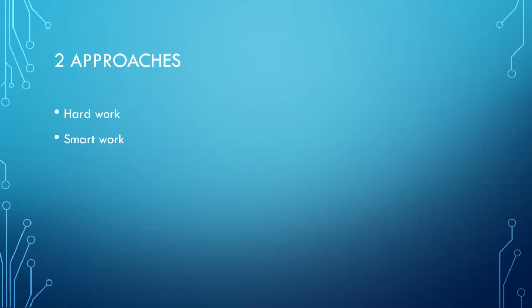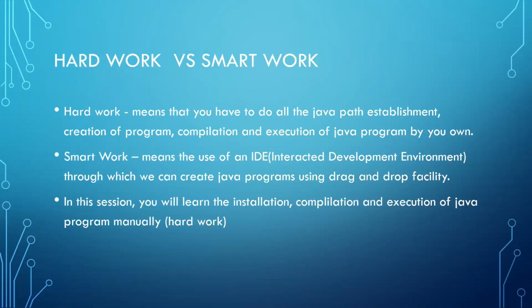There are actually two approaches for using Java: one is hard work and the other is smart work. What is the difference between hard work and smart work? Hard work means that you have to do all the Java path establishment, creation of program, compilation and execution of Java program on your own. But smart work means we are using an IDE. IDE means Integrated Development Environment, which is provided by NetBeans or Eclipse, through which we can create our Java program using drag and drop facility also. In this session, you will learn the installation, compilation, and execution of Java program manually. Means you are going to learn the hard work.